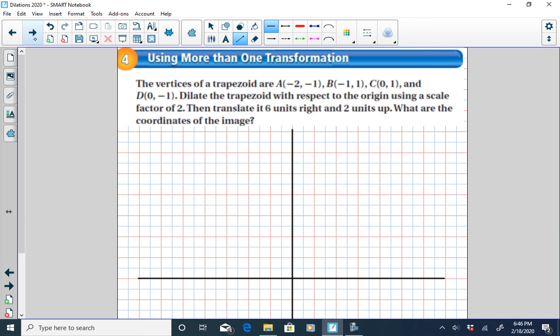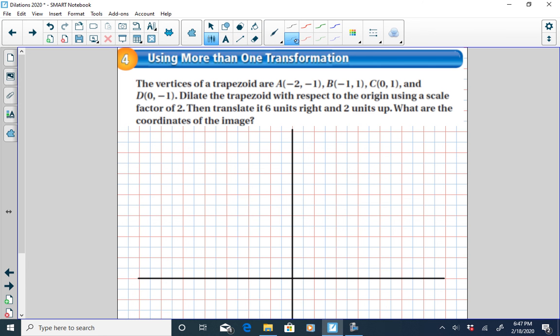Okay. Now finally, if we have to use more than one transformation, let's finish with that. The vertices of the trapezoid are at (-2, -1), (-1, 1), (0, 1), and (0, -1). We want to dilate the trapezoid with respect to the origin using a scale factor of 2, then translate it 6 units to the right and 2 units up. What are the coordinates of the image?